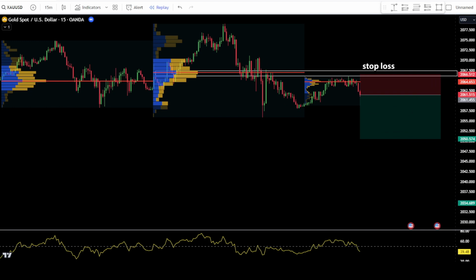10. Place a stop loss at the recent swing high. 11. Use a target take profit with a risk and reward ratio of 1 to 2.